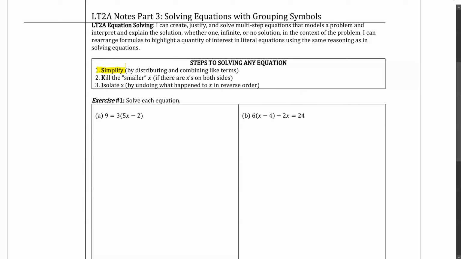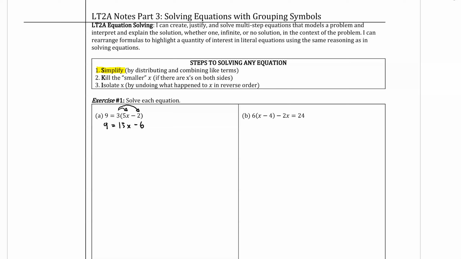So exercise 1, we have 9 equals 3 times 5x minus 2. Because there is a parentheses, we want to distribute the 3 that's in front of the 5x minus 2. So on the left-hand side, we simply have 9 equals, now 3 times 5x is 15x, and then 3 times negative 2, because do be very careful, is negative 6. Probably the most common mistake is to not pay attention to negative signs. So do make sure that you are showing every single step of work and you are accounting for negative signs.